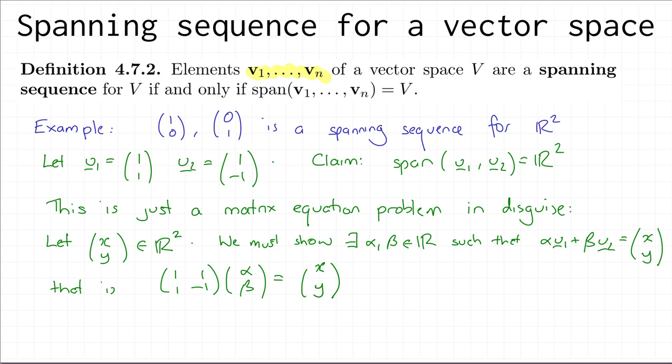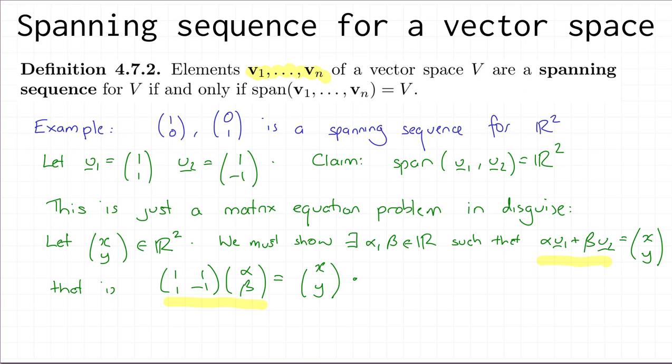If you're not quite sure why this matrix equation is equivalent to saying that alpha u1 plus beta u2 is equal to (x, y), remember what we learned about multiplying matrices into column vectors. If you multiply a matrix into a column vector, that's the same as taking a linear combination of the columns of the matrix. So in this matrix multiplication, you get alpha times the first column, that's alpha times u1, plus beta times the second column, which is beta times u2. So the left-hand side of that matrix equation really is alpha u1 plus beta u2. Okay, you want to solve this? Well, you can just do it. You can use what you learned in chapter 3 about how to solve matrix equations.